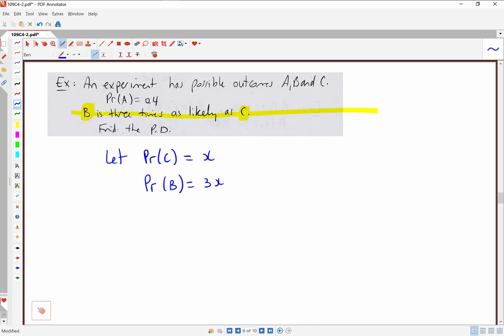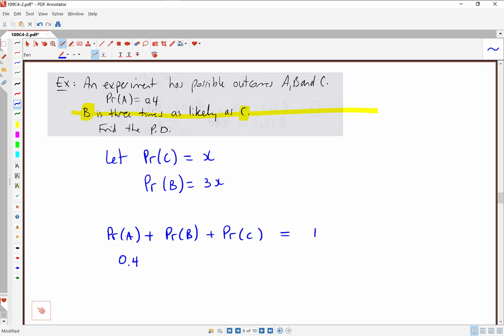Now the key insight to solve the problem is that this experiment only has 3 possible outcomes, A, B, and C. So let's think about what happens if we add up the 3 probabilities. Let's add probability of A plus probability of B plus probability of C. These must add up to 1. So that's just another way of saying these must add up to 100%. So let's plug in here and we'll be able to figure out what x is.